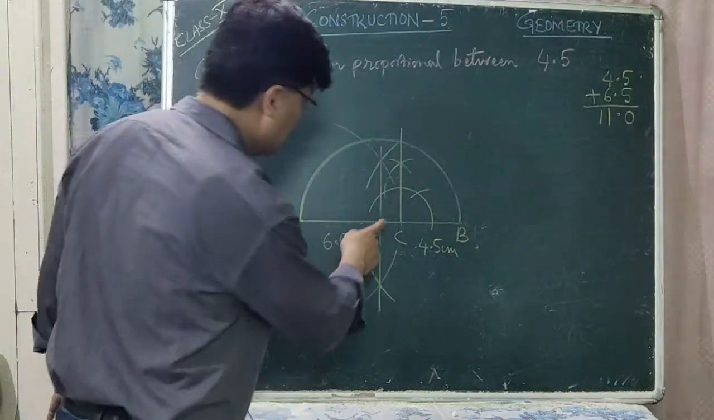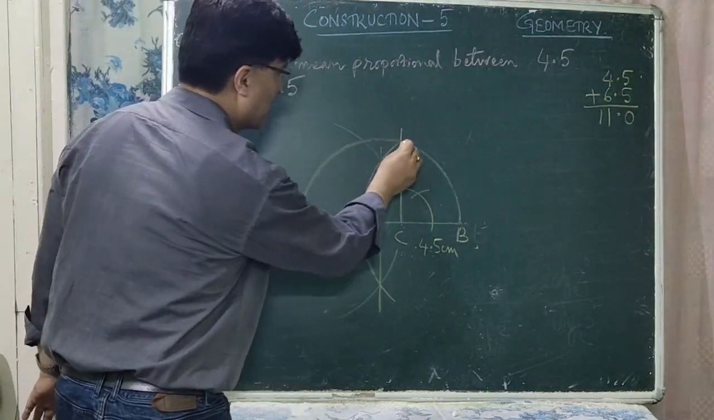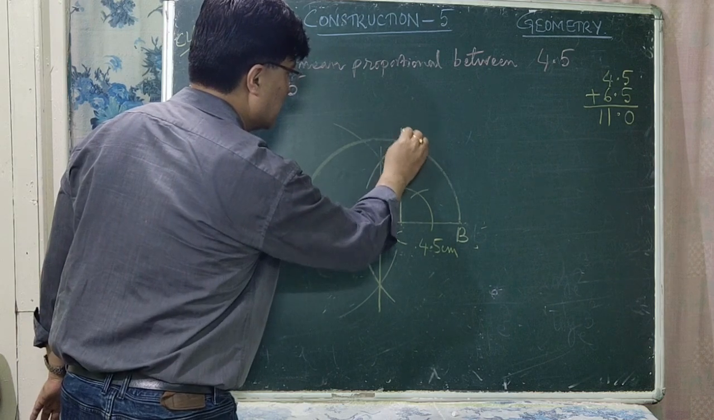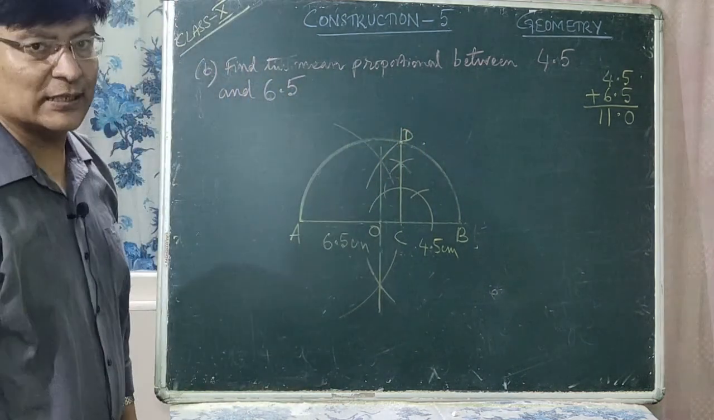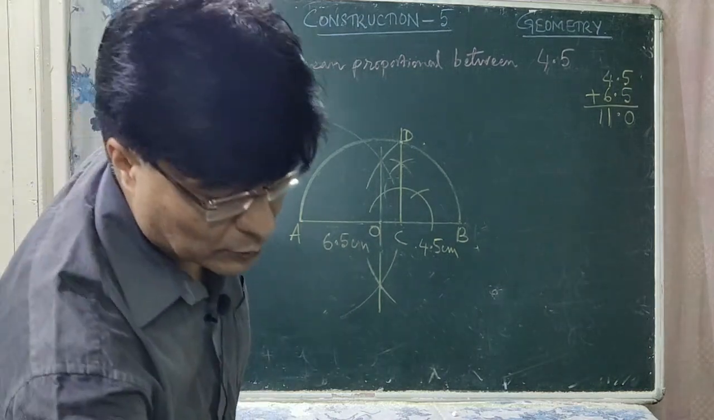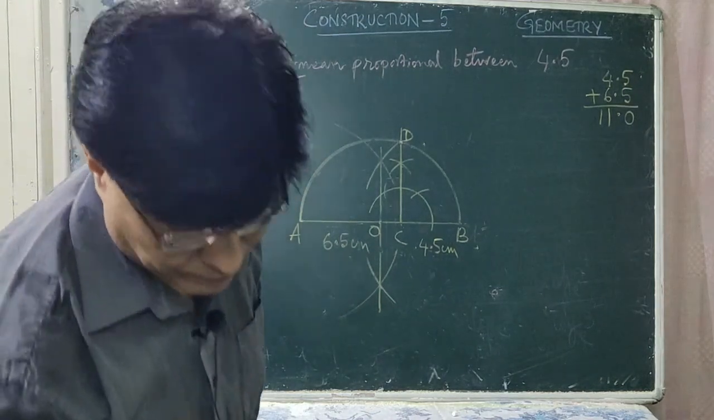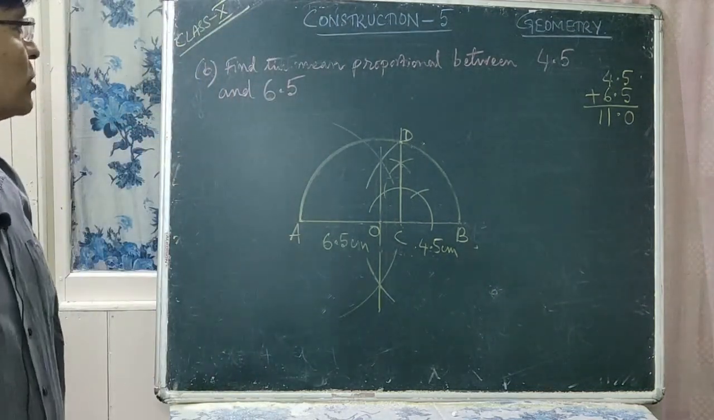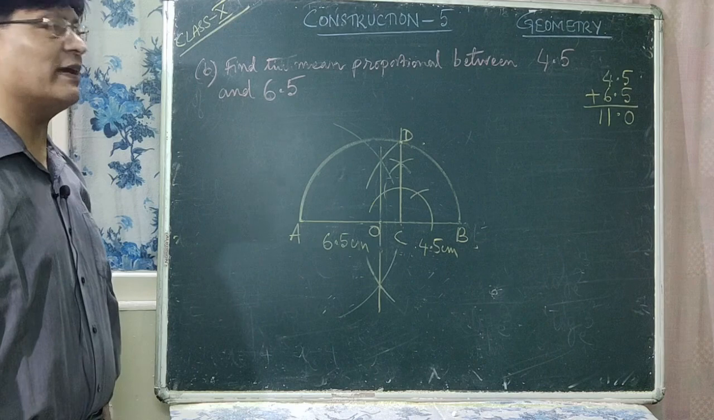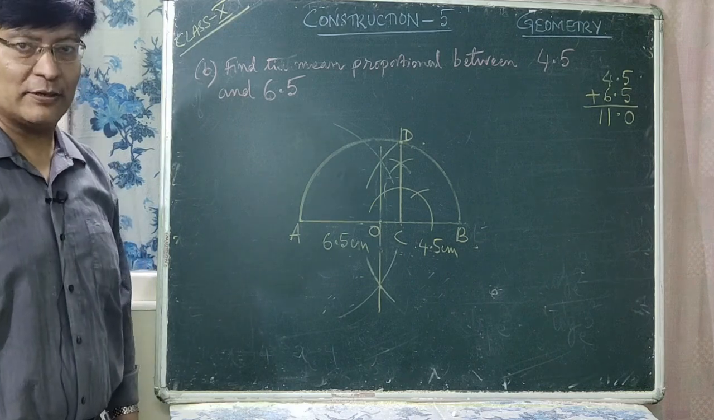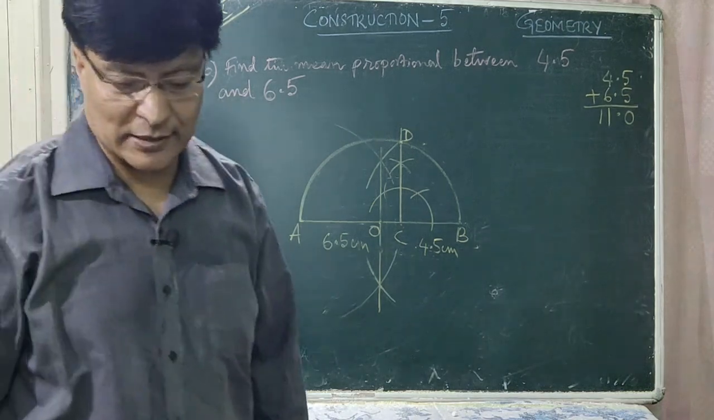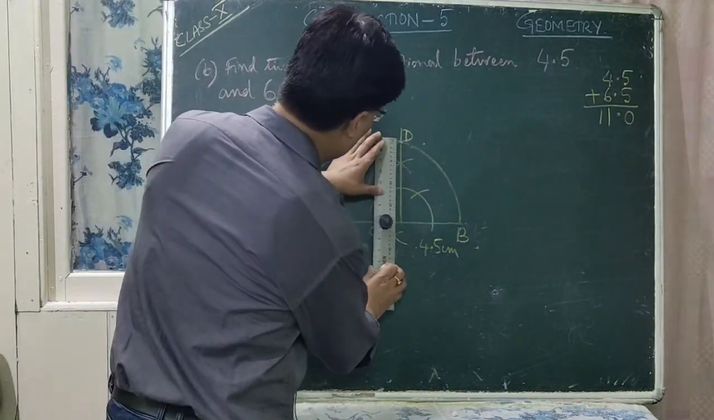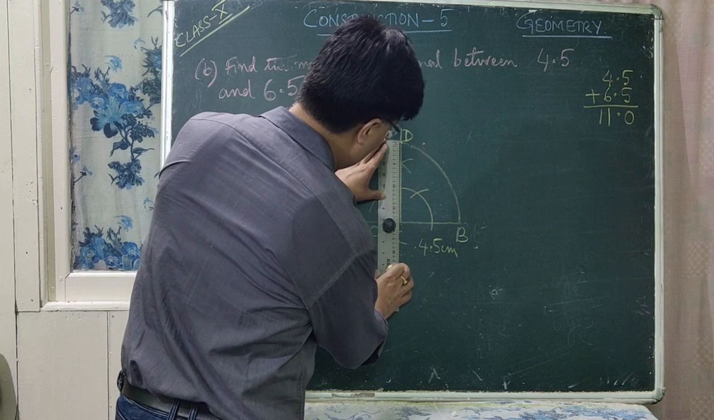Now this perpendicular will intersect the semicircle at this point. Suppose that point is D. So what is the length of CD? You have to measure the length of CD out here. This length of CD will give you the mean proportional between 4.5 and 6.5. So measure the length of CD now.